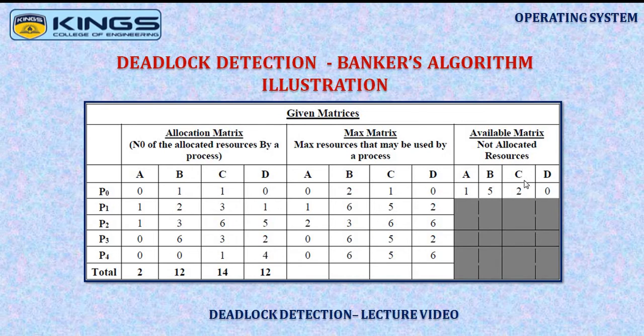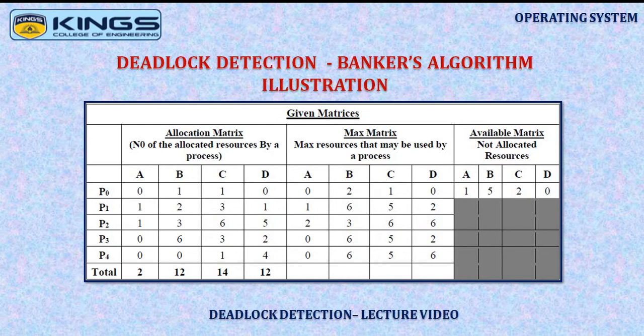Now we will move on to the third matrix, which is the available matrix. Initially, in total there were 3 instances of A, 17 instances of B resource, 16 instances of C resource, and 12 instances of D resource. Out of these resources, 2 instances of A are allotted, 12 instances of B are allotted, 14 instances of C are allotted, and 12 instances of D are allotted.